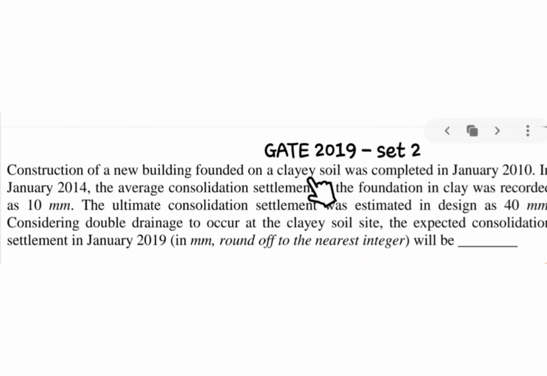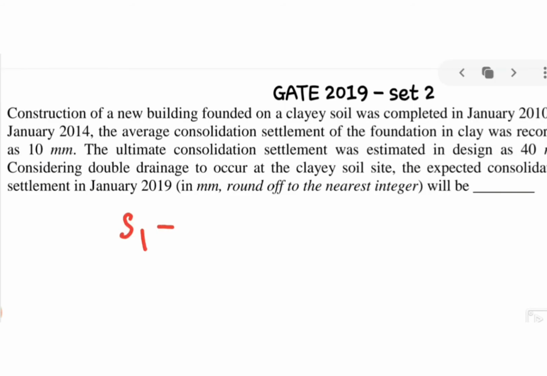In GATE 2019, set number 2, construction of a new building founded on a clayey soil was completed in January 2010. In January 2014, the average consolidation settlement of the foundation in clay was recorded as 10 mm. The ultimate consolidation settlement was estimated in design as 40 mm.